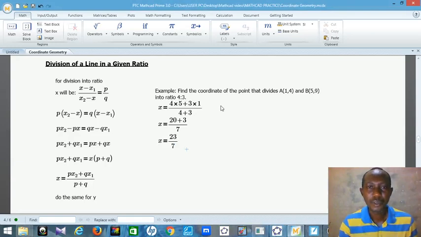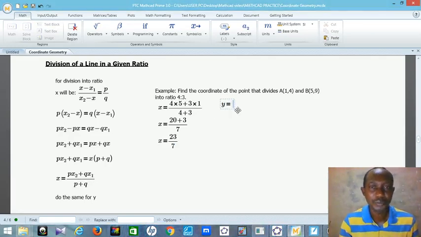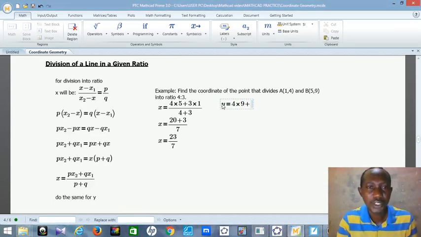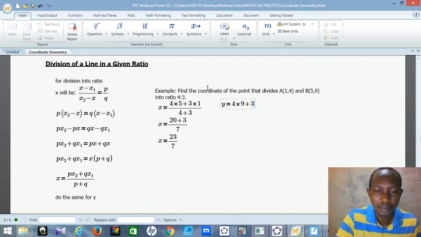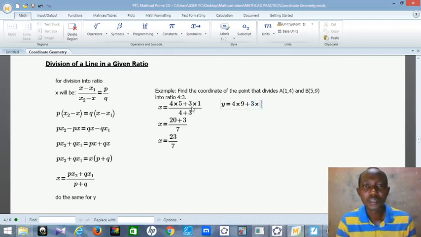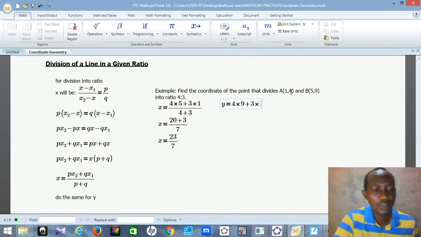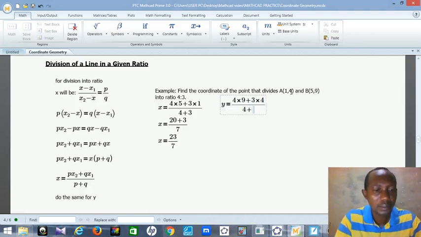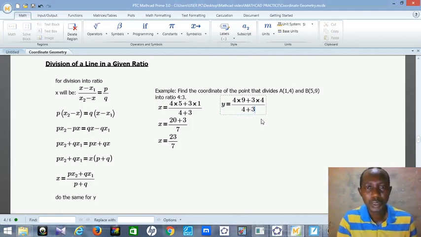So you do the same for y. y is equal to, the same formula applies, just change x2 and x1 to y2 and y1. So p is 4, which is 4 times y2, which is 9, plus q is 3, 3 times y1, which is 4. Then divide your result by 4 plus 3, that is the ratio.